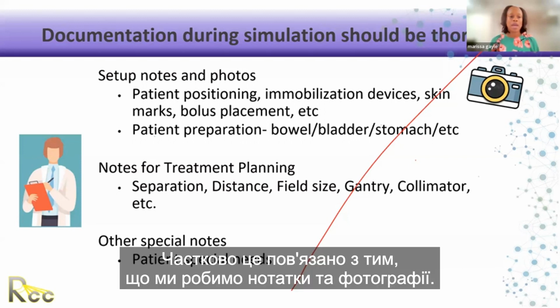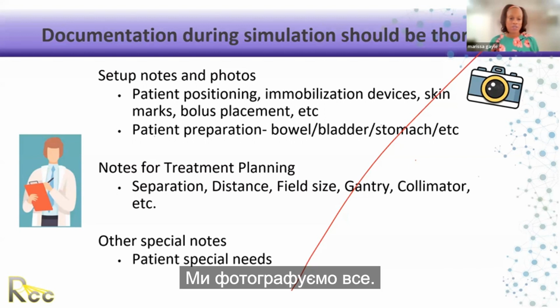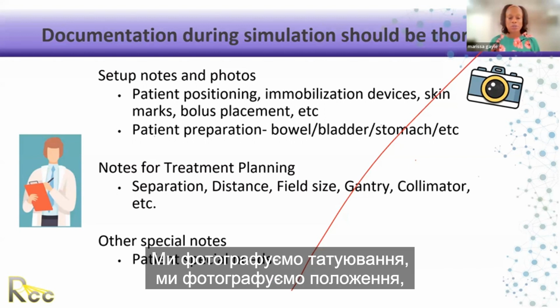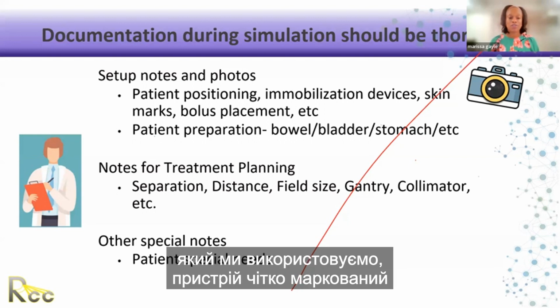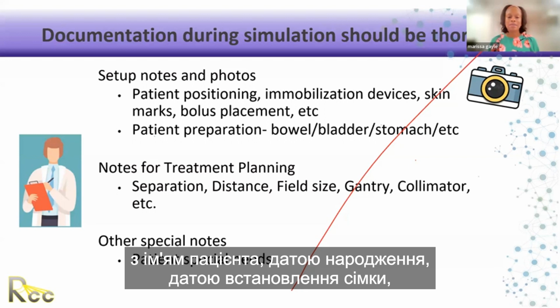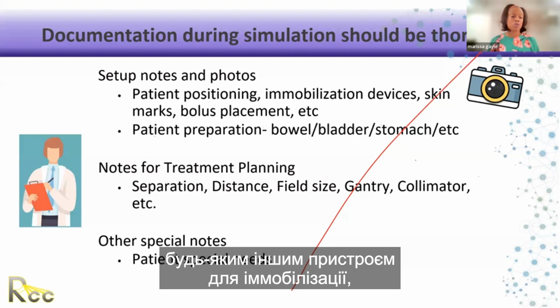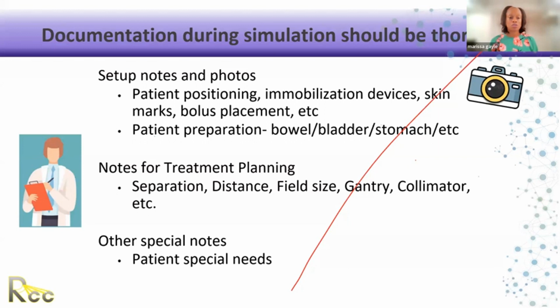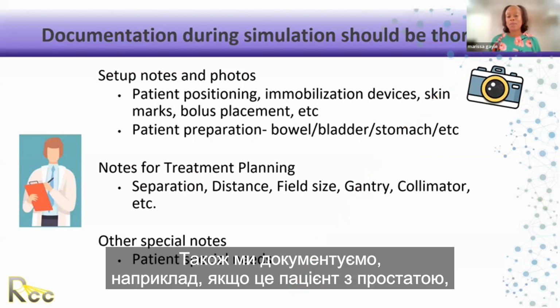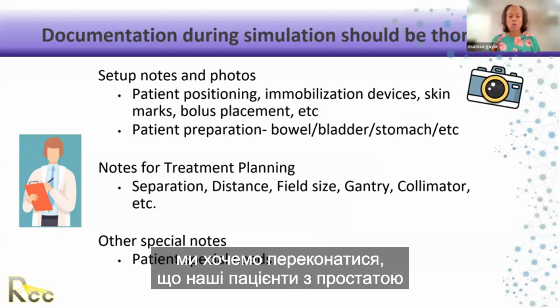So part of that is we have setup notes and photos. We take pictures of everything. We take pictures of the tattoos. We take pictures of the positioning that the patient is in. We take pictures of the device we use. The device is clearly labeled with the patient's name, date of birth, date of sim, whatever other immobilization device is used, everything is documented.